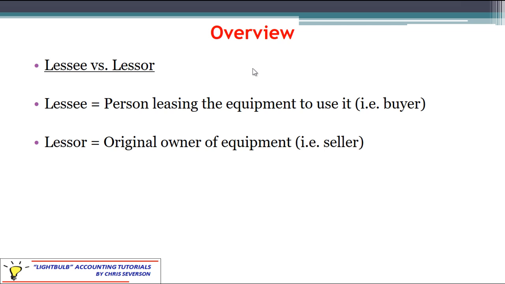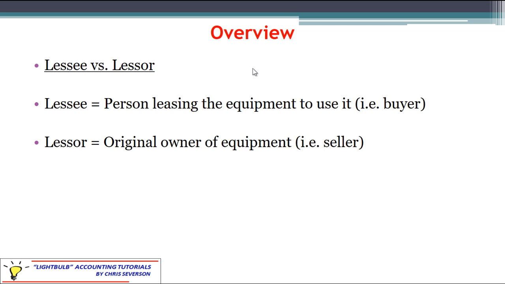Now, before we get too much further, I want to clarify a couple of terms. They're very easy to mix up. Lessee versus lessor. The lessee is the person actually leasing the equipment to use it. It's the company that wants to use this equipment. I'm comparing this to a buyer, if somebody was buying an asset. A lessor is the original owner of the equipment, the person leasing it out to somebody else. In other words, you could think of this as kind of the seller. So again, it's very easy to mix these two terms up.